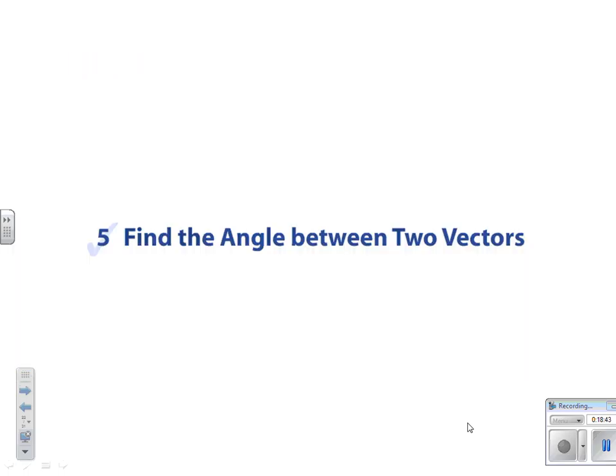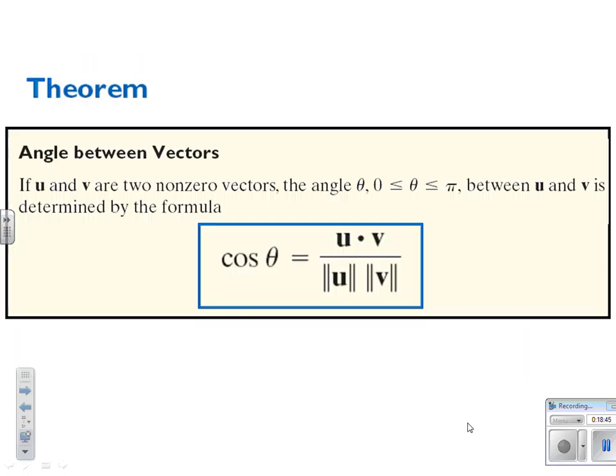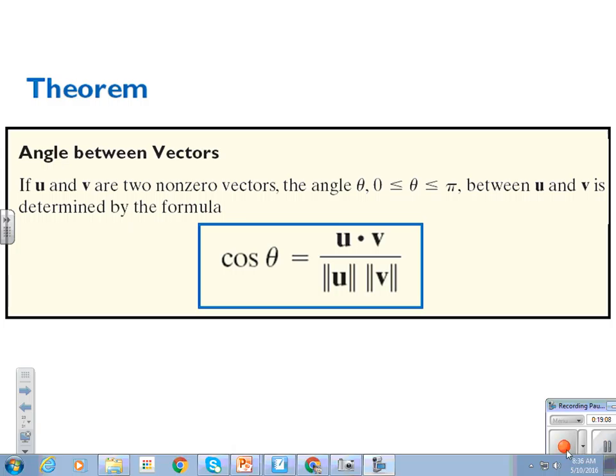All right, we're going to find the angle between 2 vectors. Yay! If you recall, we have this formula, cosine theta equals the dot product between u and v divided by the product of the magnitudes. This was the same as before, and we're going to use this to find the angle between the 2 vectors.